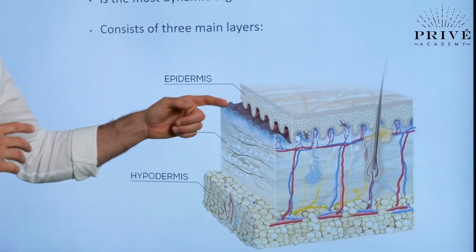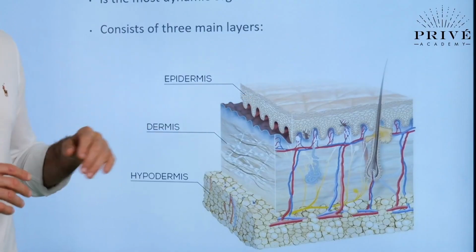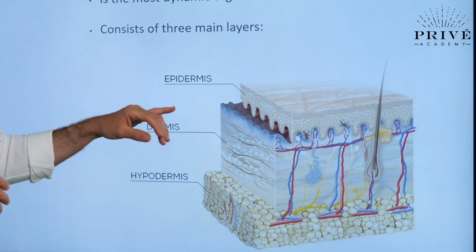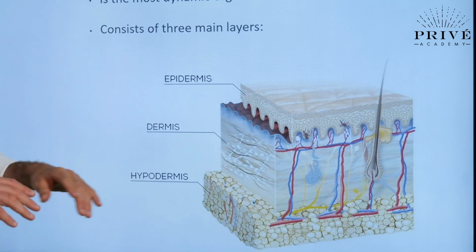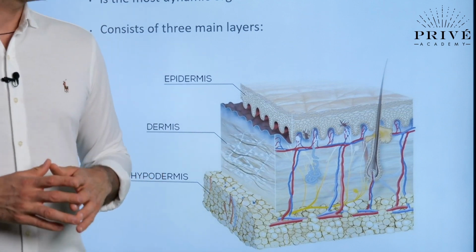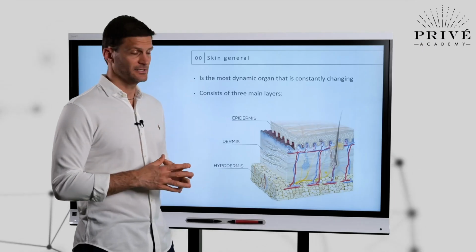So the most outer layer, the layer that you can feel and touch, is called epidermis. The second layer, the thickest layer actually, is called dermis. And the third, the deepest layer, is called hypodermis or subcutis.